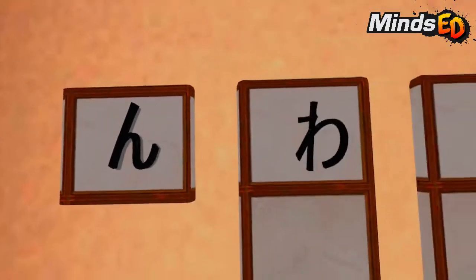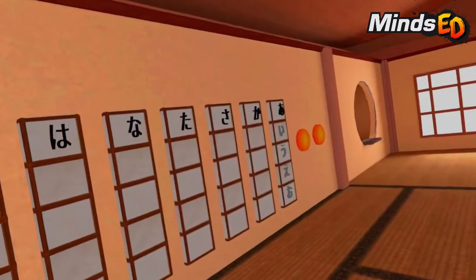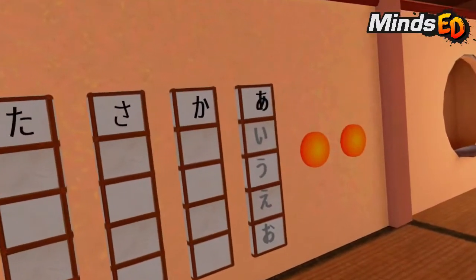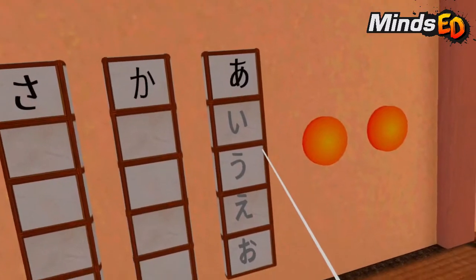From the first column, we derive the vowels, whose pronunciation is similar to Spanish and goes in this order: a, i, u, e, o.